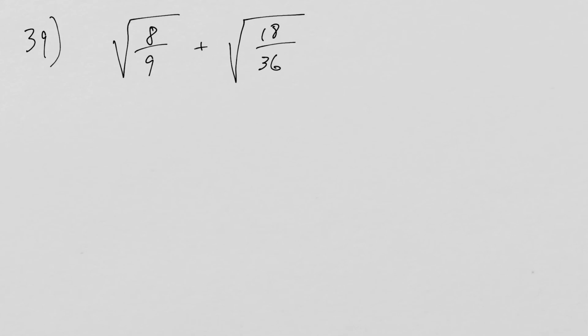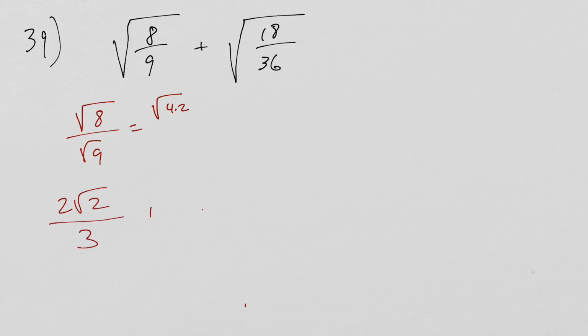Okay, there's a ton of ways to go about doing this, but one way is to do the square root of 8 over the square root of 9, which is, this is like 4 times 2. So this is going to be 2 root 2 over 3 plus. Now the square root of 18 is the square root of 9 times 2. So this is going to be 3 root 2. When you take out the 9, it becomes a 3. And the square root of 36 is 6.